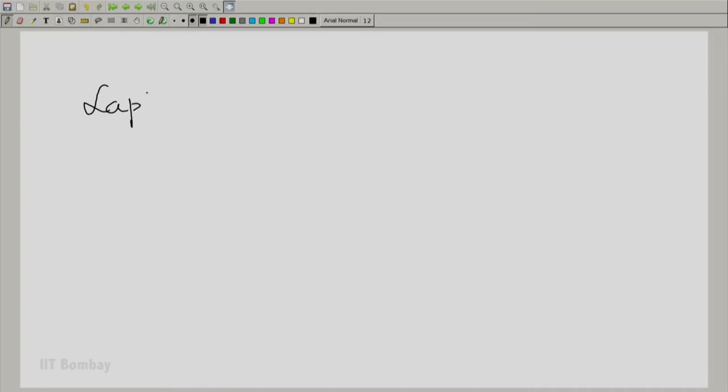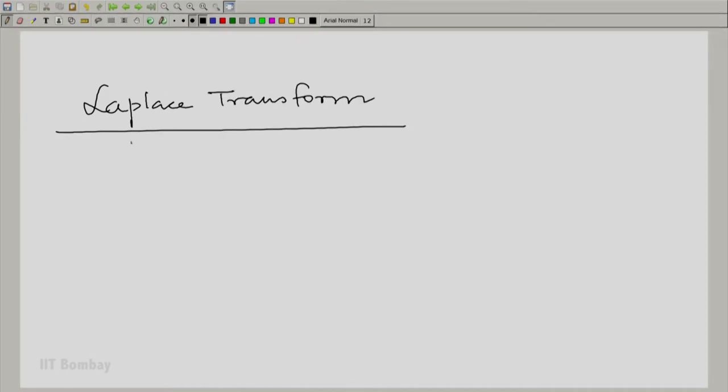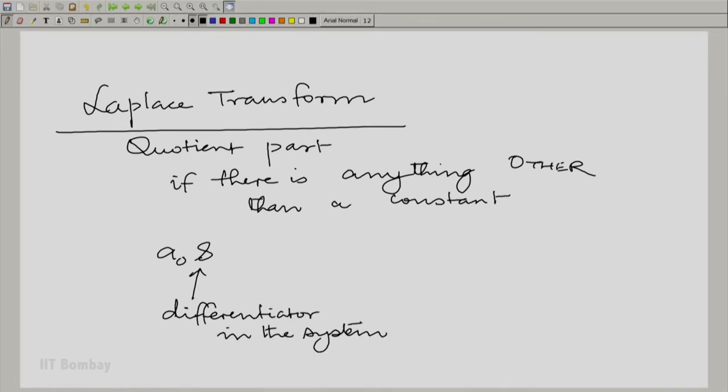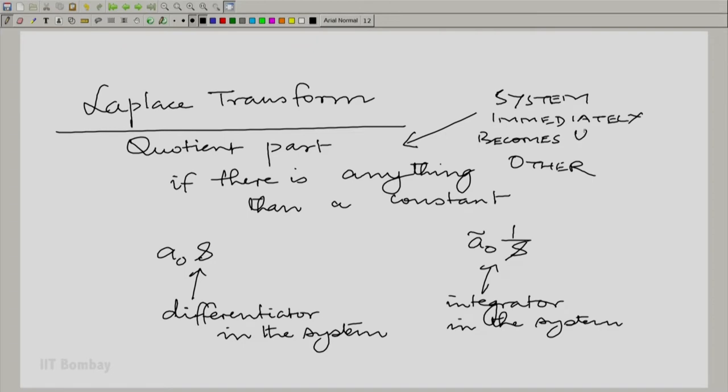Now, for the Laplace transform, if there is a quotient part and it has anything other than a constant, one thing is very clear. If there is a term like A0 S, that means there is a unit doublet or there is a differentiation operation coming into the picture. If you have a term of the form A0 tilde 1 by S, so negative power of S, there is an integrator coming into the picture in the system. So, the moment there is anything other than a constant in the quotient part, the system immediately becomes unstable.